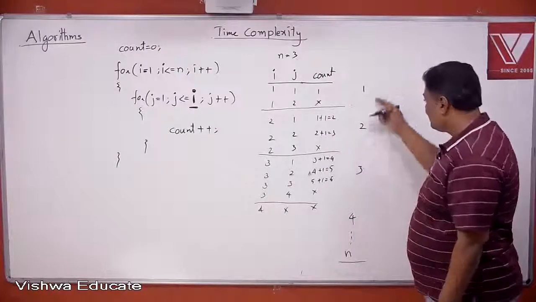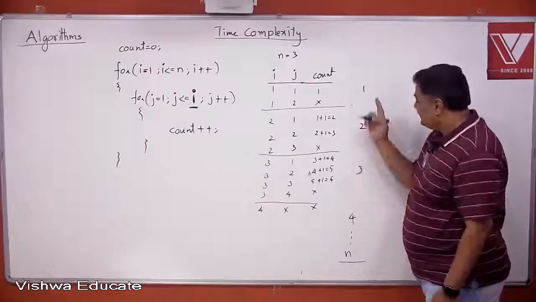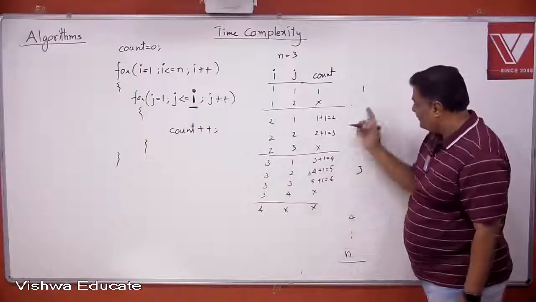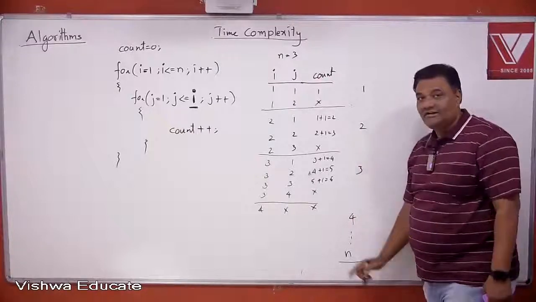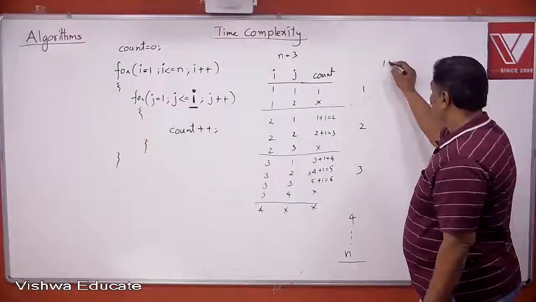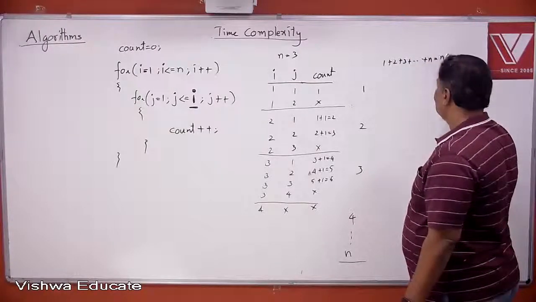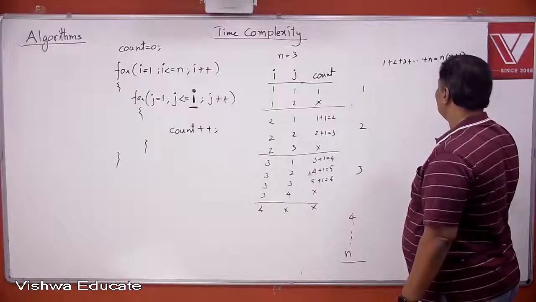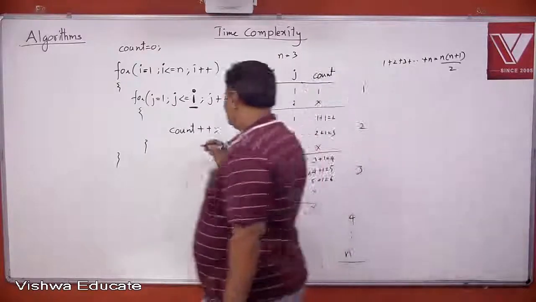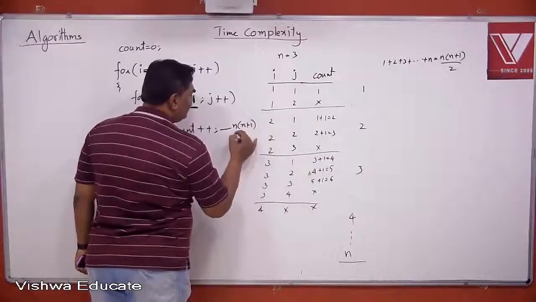So how many times is this count incremented? If it is 1, 1 time. If it's 2, 2 times. If it's 3, 1 and 2 and 3 times. If it is 5, then 1 and 2 and 3 and 4 and 5. If it is n, then 1 to n. So how many times is it incremented? 1 plus 2 plus 3 and so on up to n. This is n into n plus 1 by 2.